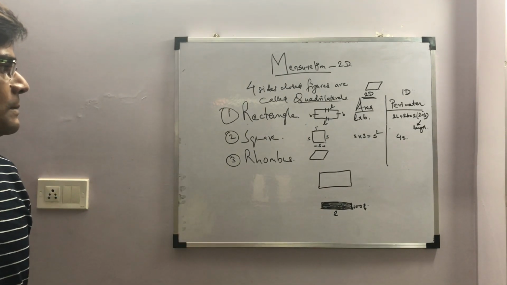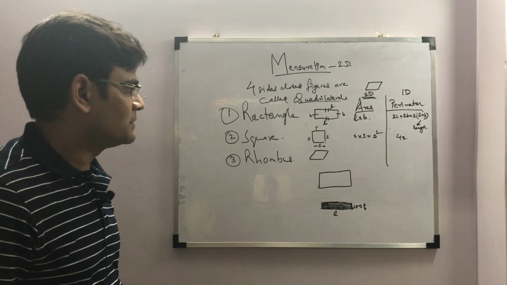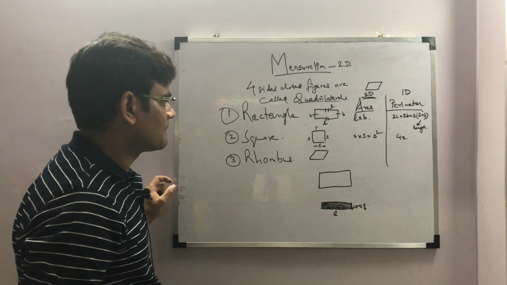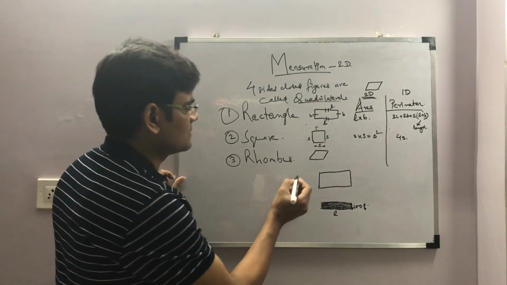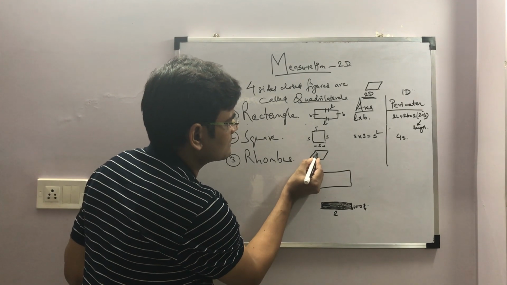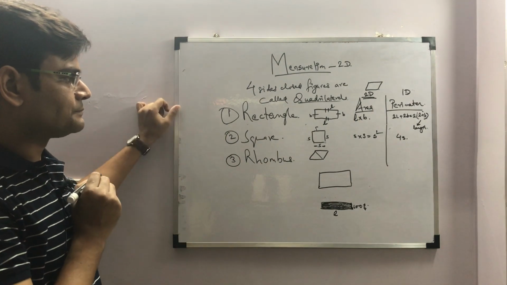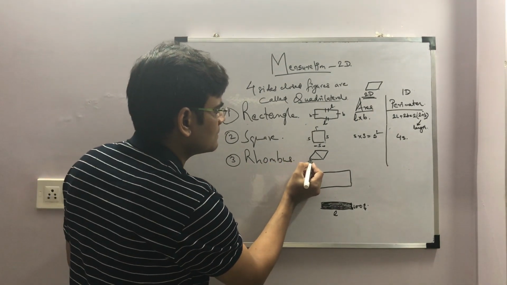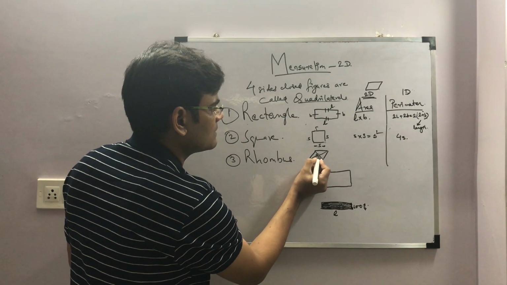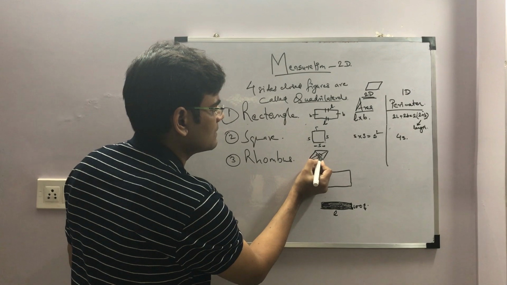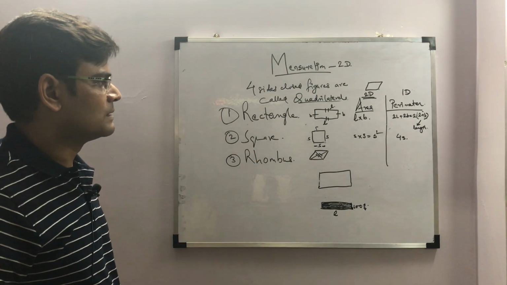Rhombus. Now rhombus is a little tricky, but still, how do you calculate rhombus? See, I'll tell you. You divide this like this. You divide into two triangles. Now, the diagonals of a rhombus meet at 90 degrees. You must have heard that, read that. Diagonals of a rhombus intersect at 90 degrees.